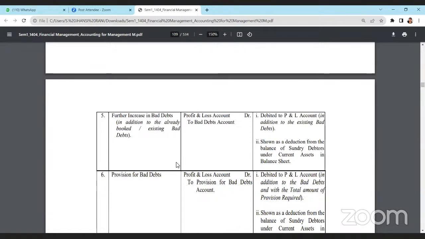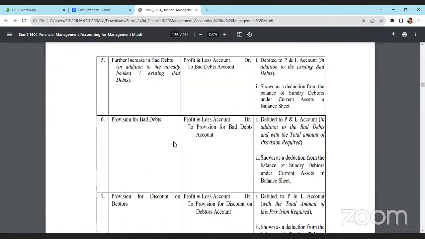Next, bad debts. As I said, these are created out of credit sales. Further increase in bad debts means there are already some bad debts in the books, and again we want to increase it. Whenever we want to increase the bad debts which are already there, first we add to them, the ones already there on the profit and loss account debit side, and it will be deducted from the sundry debtors.